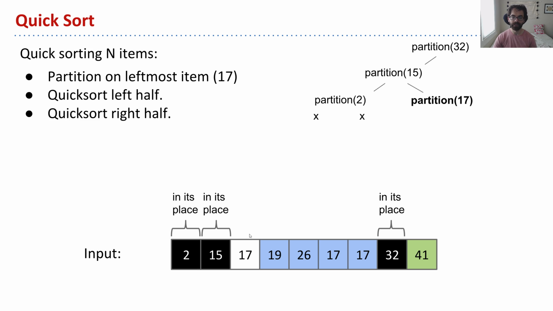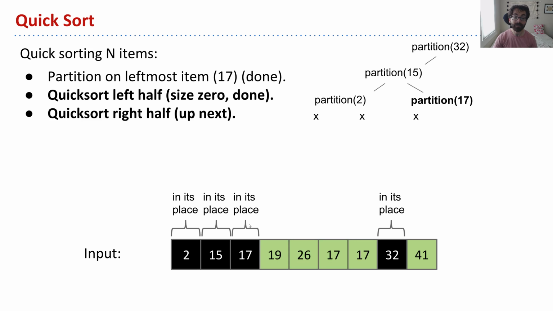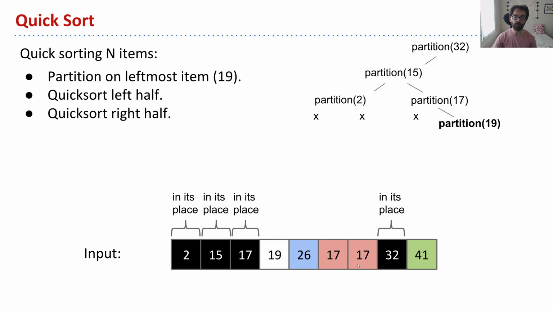And so in this case, after the partitioning process is done, 17 does not move. Oops, I went backwards there. 17 does not move. It is in its place, and the left subproblem is of size 0, so there's nothing to do. On the right-hand side, we still have 4 items to consider. In this case, 19 will be the new partitioning element, or the pivot. And I'm just, every time, always doing the leftmost item. So when 19 is my pivot, after partitioning, we have two 17s on the left and a 26 on the right. Okay, so that's partition 19 is done.